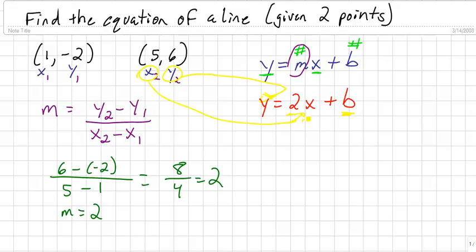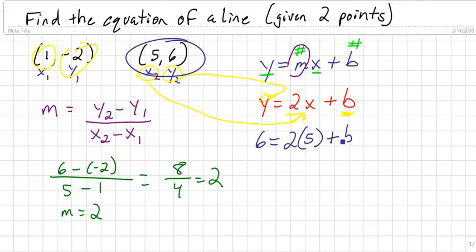And believe it or not, it doesn't matter. I can also substitute this x and this y into the equation. I'll get the same answer. I'm just going to choose the point (5, 6), because that's what I started off with. So the y value, according to this ordered pair, is 6 equals 2 times the quantity, in this case x is 5, plus b. So I have 6 equals 2 times 5, which is 10, plus b.